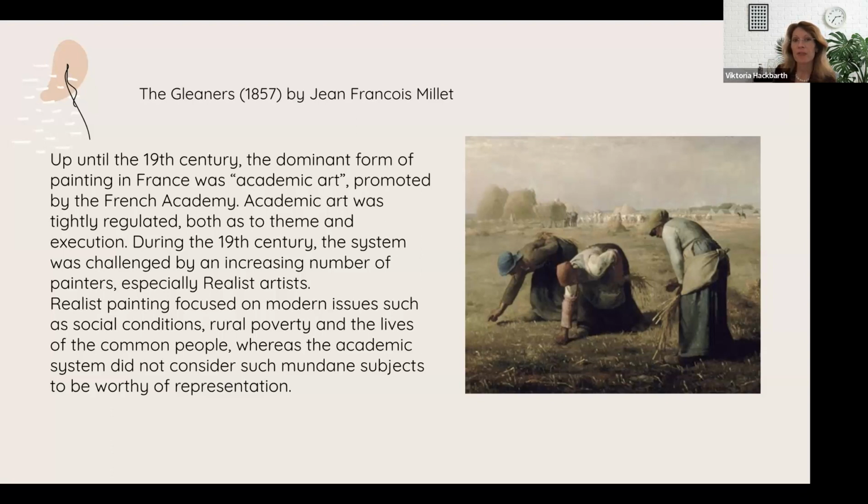Realist painting focused on modern issues such as social conditions, rural poverty, and the lives of the common people, whereas the academic system did not consider such mundane subjects to be worthy of representation. So we see how from the French academic art, the themes, the considerations, the concerns of the people changed, and all of a sudden this academic art incorporated new social topics.